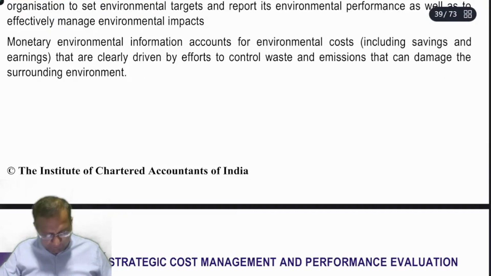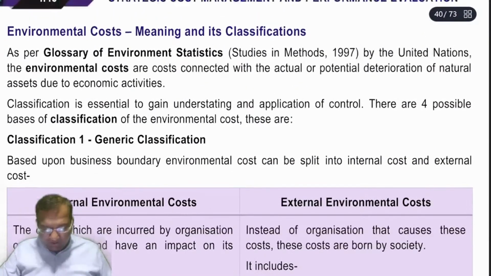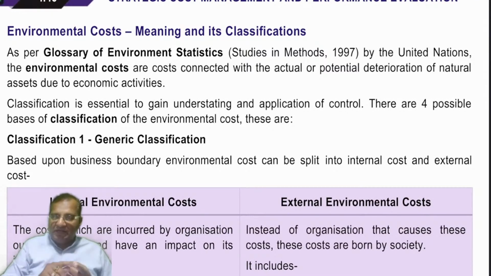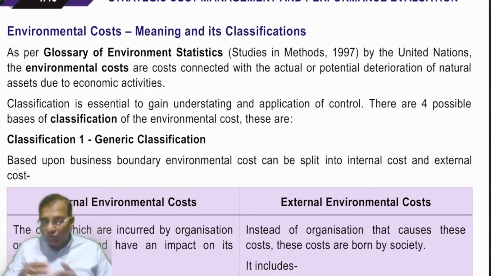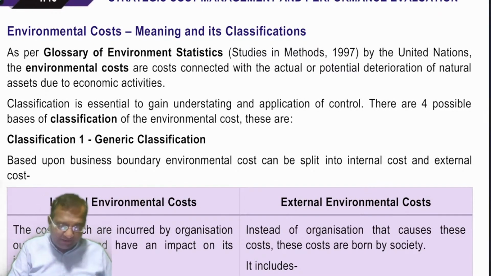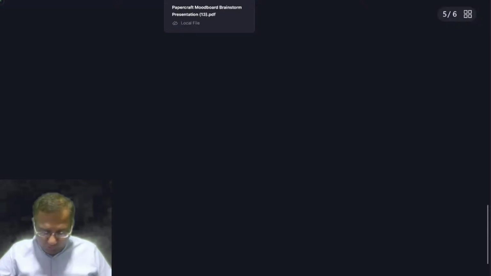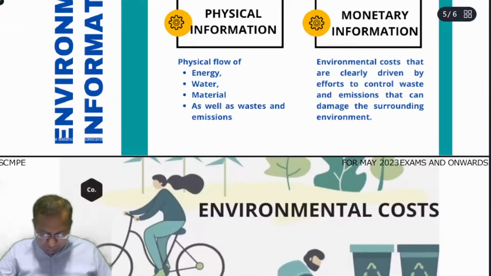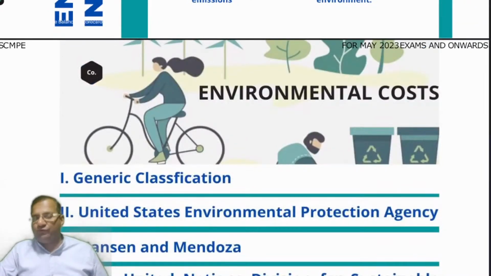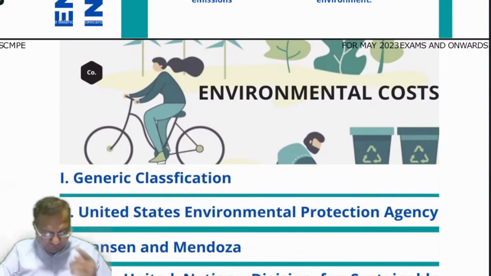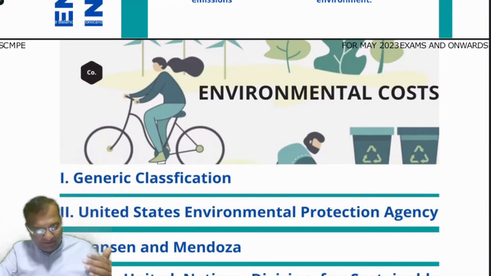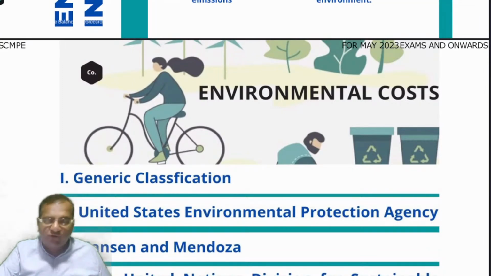Now, we will talk about the environmental cost, because the definition is: it is the collection and analysis of environmental information related to environmental cost, used for internal decision making. So there are four views available for environmental cost. The first view is regarding the generic classification, that is internal environmental cost and external environmental cost.